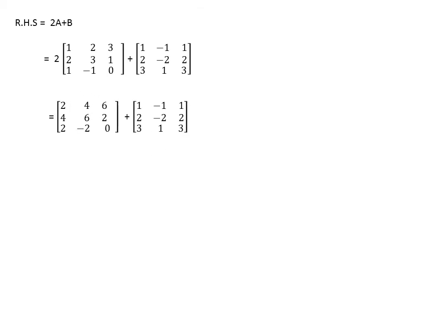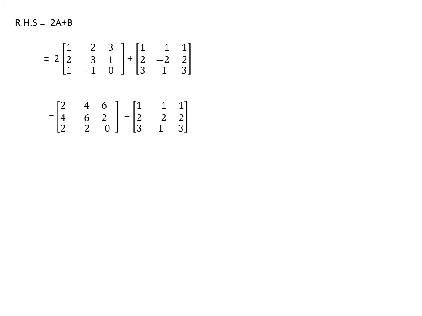Now, we will take the right hand side, which is equal to 2A plus B. Here, we put the values of the matrix A and matrix B. First of all, we will write 2 into elements of matrix A plus elements of matrix B. In the next step, 2 is multiplied with each element of the matrix A, which will give us the matrix which has the elements 2, 4, 6, 4, 6, 2, 2, minus 2 and 0.